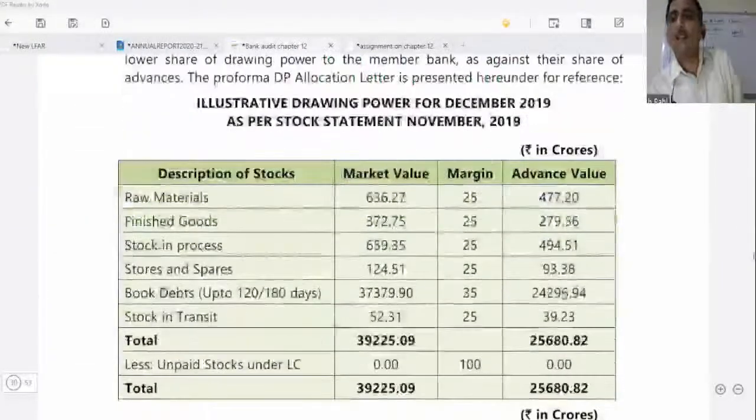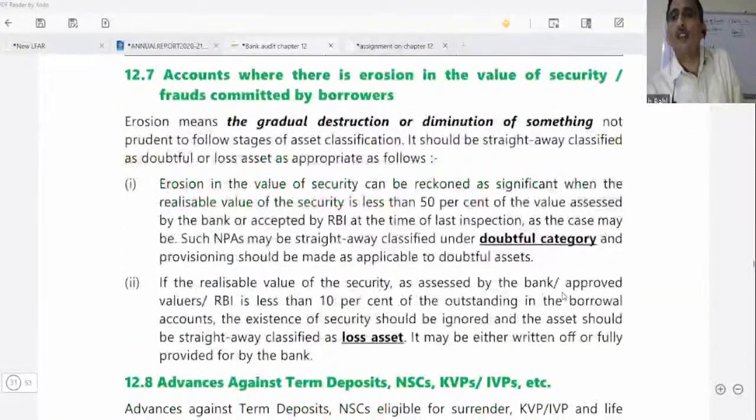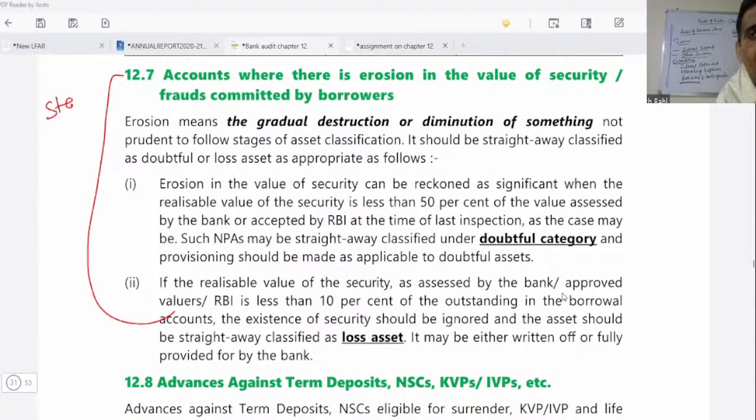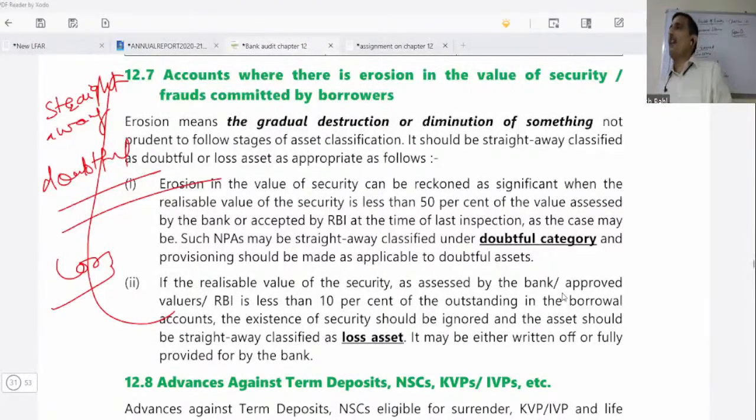Member banks, allocation of drawing power under consortium, this we had discussed. Accounts where there is an erosion in value of security. So these will straight away go either to loss assets or doubtful assets instead of first going to substandard assets. So this describes in what kind of situations these would go to doubtful category and loss assets. Okay, how we can skip SSA classification, in which cases it is not necessary because there is a substantial erosion in the value of security.